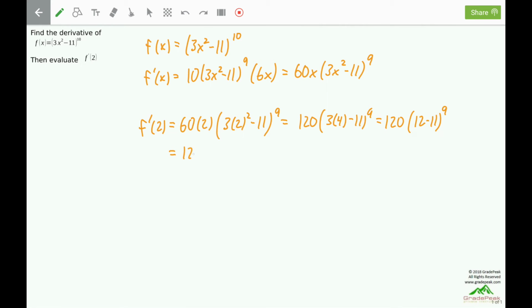12 minus 11 is a 1, so 120 times 1 to the 9th, and 1 raised to any power is still 1. And so we'll have 120 times 1, or 120.